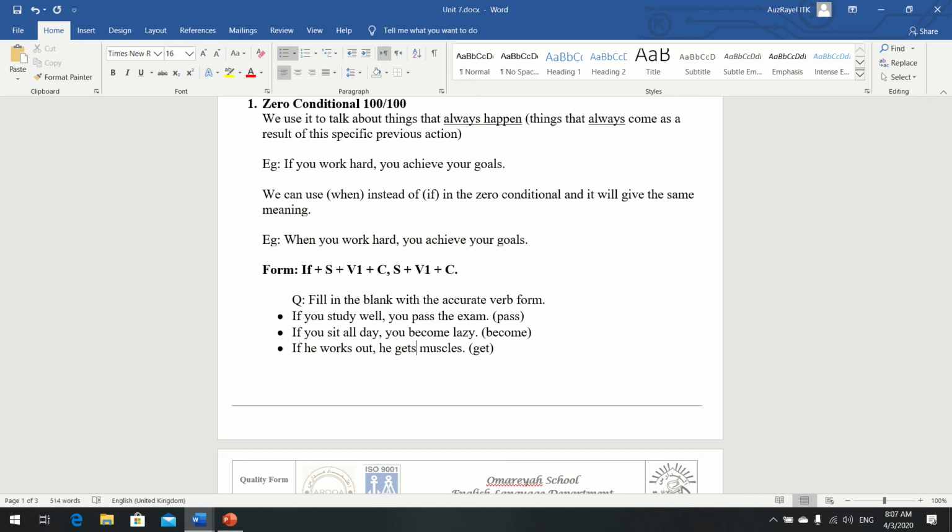If you can notice here, we put an s at the verb because the subject is singular: he, she, or it. We put an s after the verb. Okay? So make sure to not forget this point.